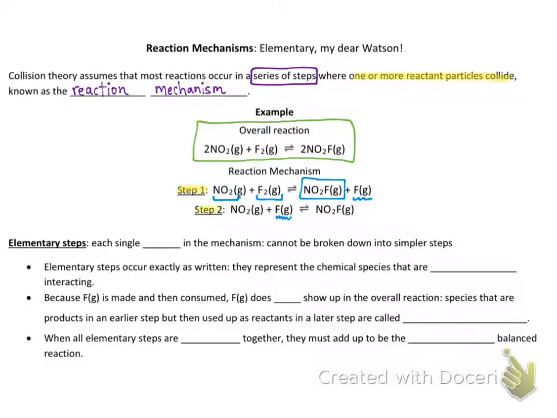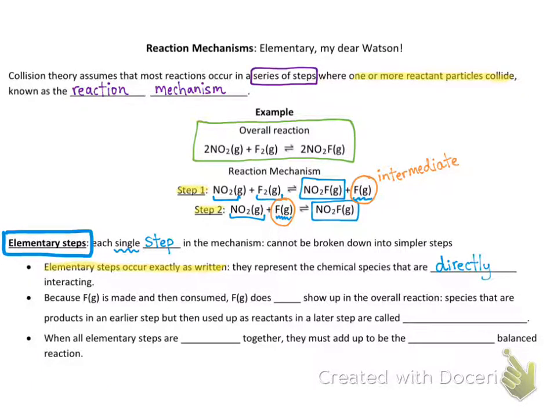In step 2, that single fluorine atom is going to react with that second NO2 particle, producing our second molecule of NO2F. Each one of these single steps in the reaction mechanism is called an elementary step. It's important to realize that elementary steps occur exactly as they are written. They represent the chemical species that are directly interacting.